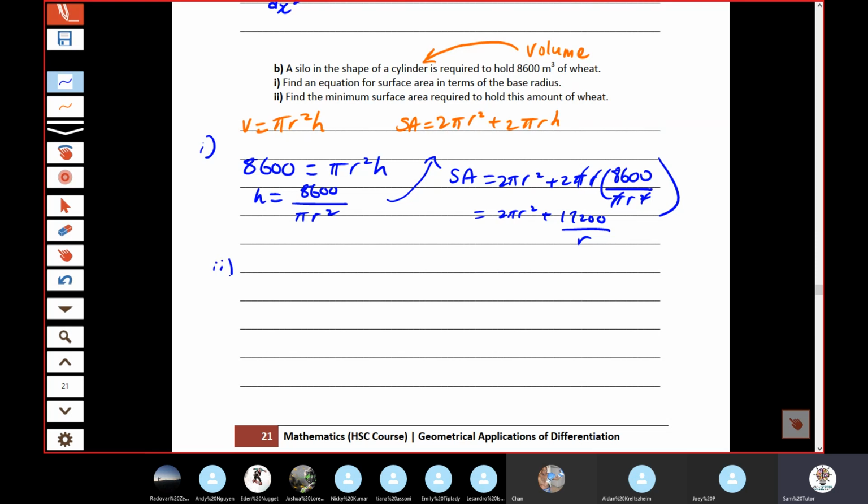Okay. So, don't you already have an equation? Let's just make it into A. It makes it a lot better when it's area now instead of SA. Don't we already know the expression? It's right there, 2 pi r squared plus 17,200 over r. So what am I going to do?